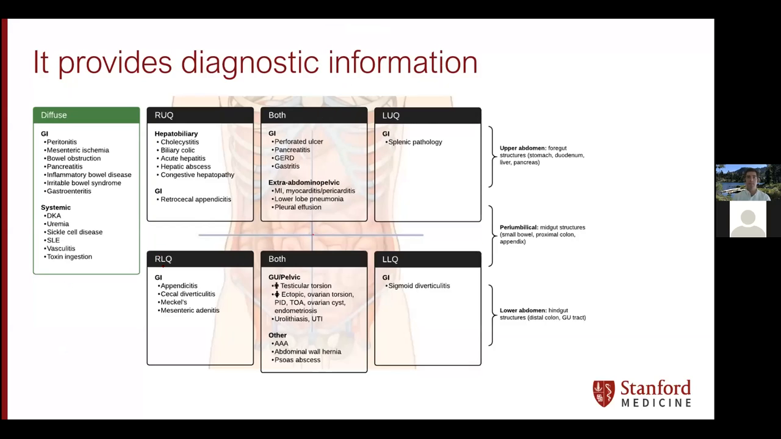So for instance, right lower quadrant pain is exactly where the appendix is. And so appendicitis is a very, very frequent cause of right lower quadrant pain. Whereas in the right upper quadrant, that's most frequently going to be a liver issue or a gallbladder issue. So you can see biliary colic or cholecystitis, which is a gallbladder infection, or hepatic abscesses.